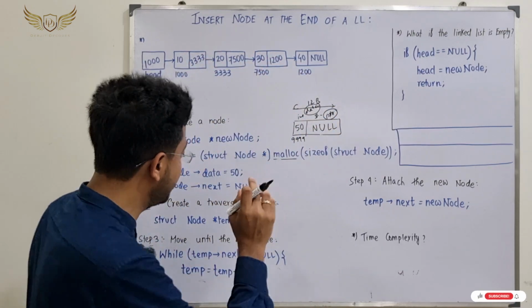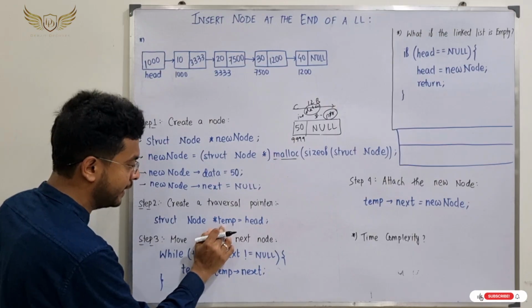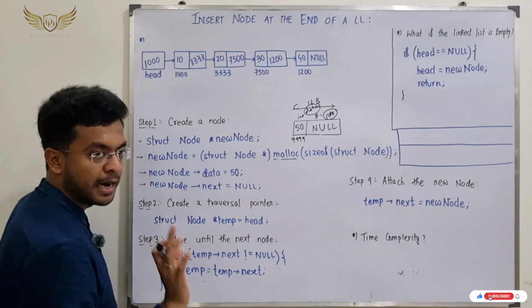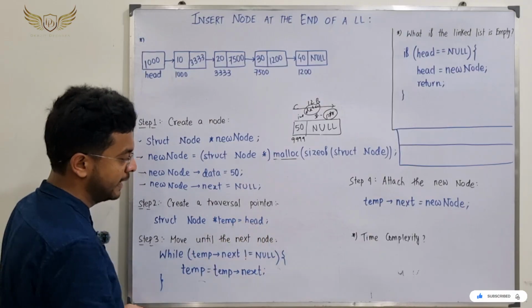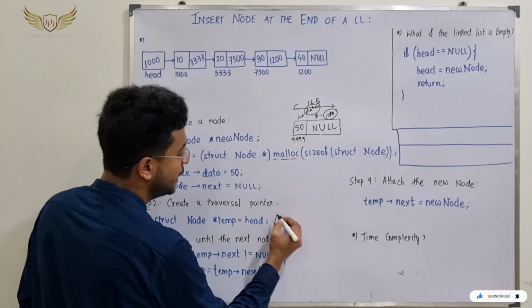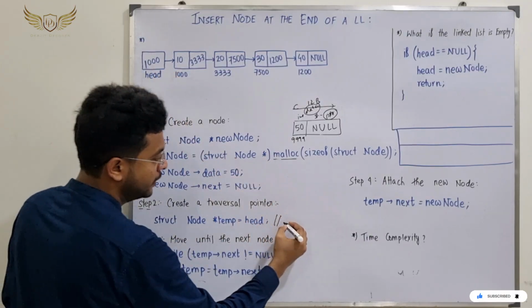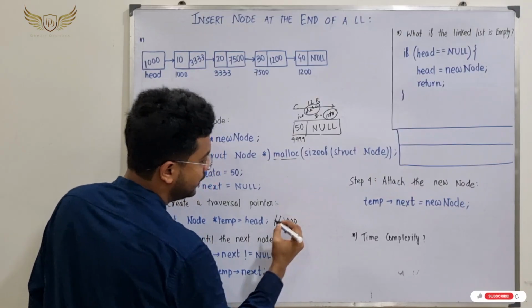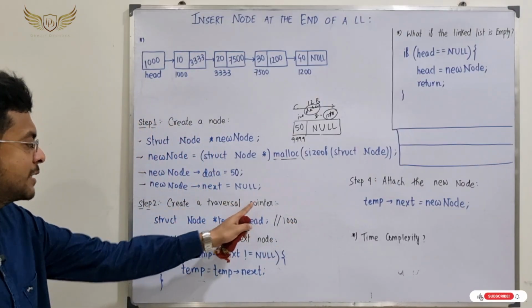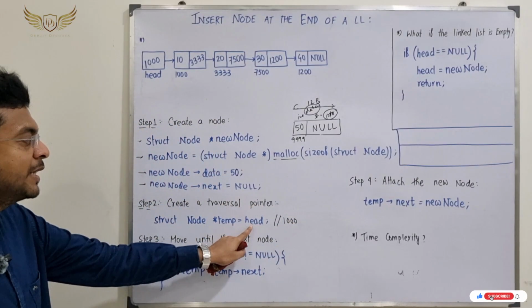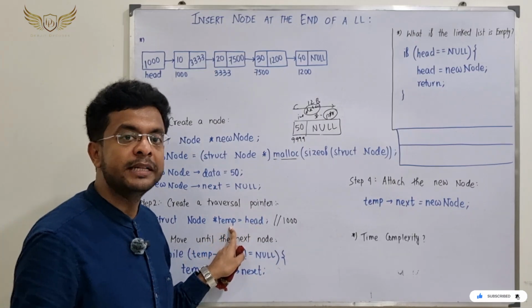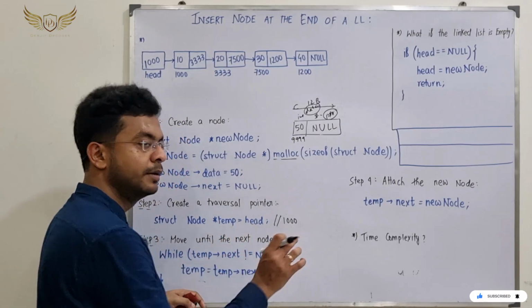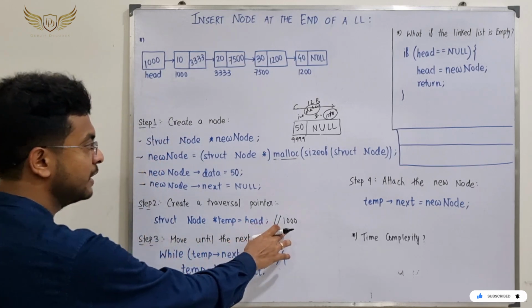So we will be taking another temporary pointer which is of type struct node, right? And we will be storing the value of head here. So what is this temp holding? Because it is copying the value from head, temp is holding 1000. So we are creating a traversal pointer temp and copying the value of head here. Temp is holding the value of head, that is 1000. Cool, up to this much is clear, I guess.